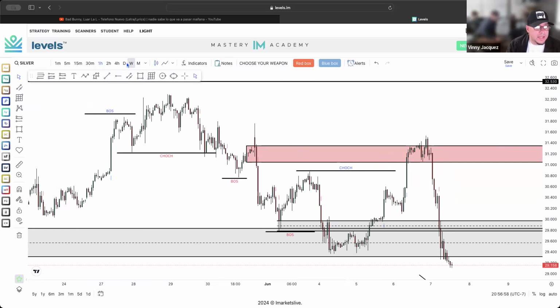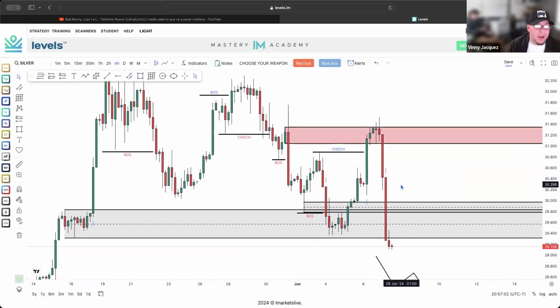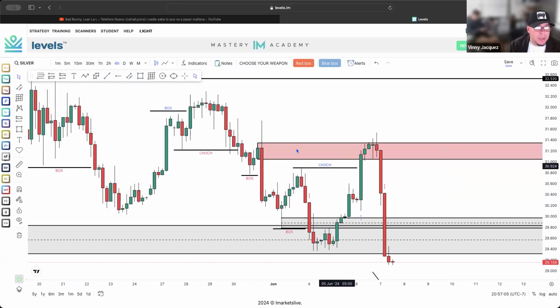Right? I was looking to take that down to the 1 hour shoulder, and it went down past it. And I was like, oh my goodness, what a trade. But let's look at other confirmations that made this trade so strong.